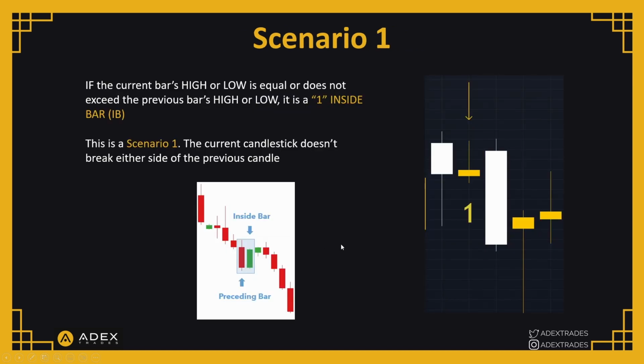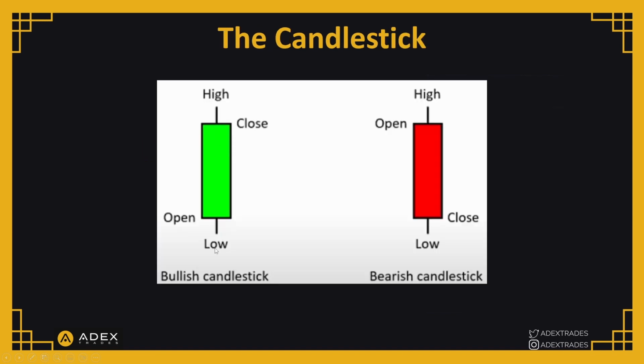So scenario one. Remember that scenario one is the inside bar, okay? If the current bar's high or low is equal to or does not exceed the previous bar's high or low, it is a 1, an inside bar, okay? So I'm going to say that again. If the current bar's high or low is equal to or does not exceed the previous bar's high or low, it is an inside bar. So remember, high, low, okay?